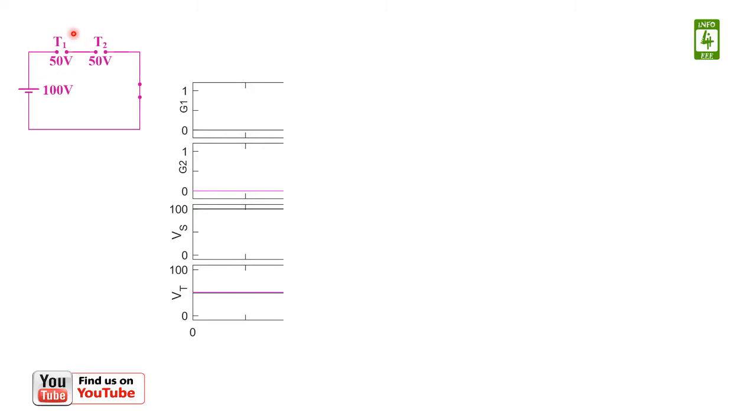Therefore, T1 and T2 behave like an open circuit, and there will be no current across the resistance, so it will behave like a short circuit. So all the 100 volts will be seen across the combination of T1 and T2, which is known as sink voltage and is shown here. And this sink voltage will be divided equally across these two thyristors, which is shown here.